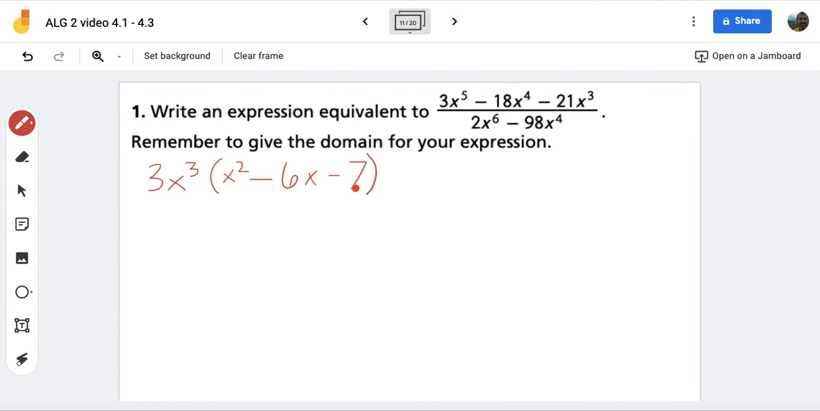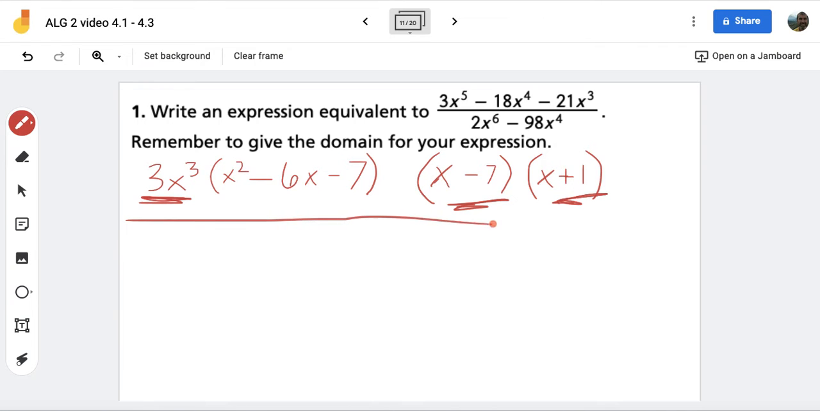So let me factor that. Factors of negative 7 that add up to negative 6. If you don't mind, I'm going to leave the 3x cubed way over there. That would be negative 7 and positive 1. So I have this in the numerator, I have this in the numerator, and I have this in the numerator.